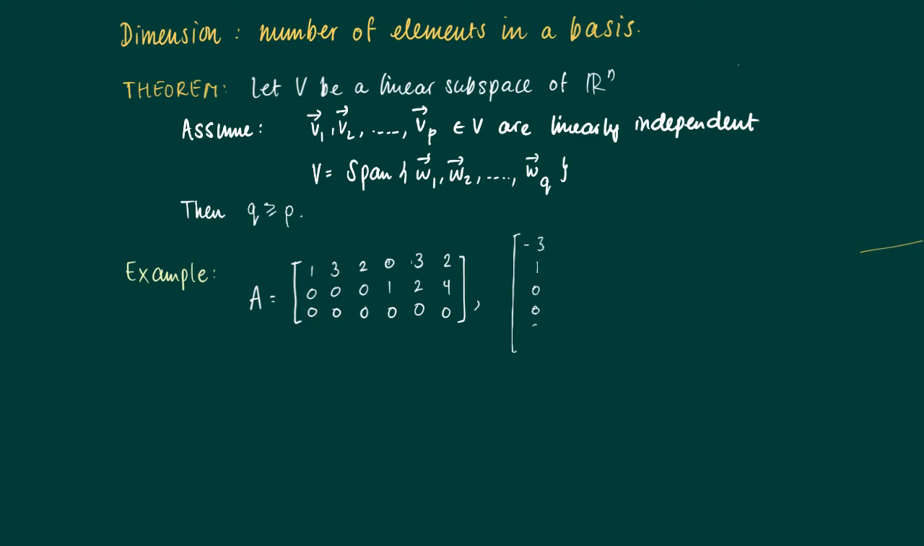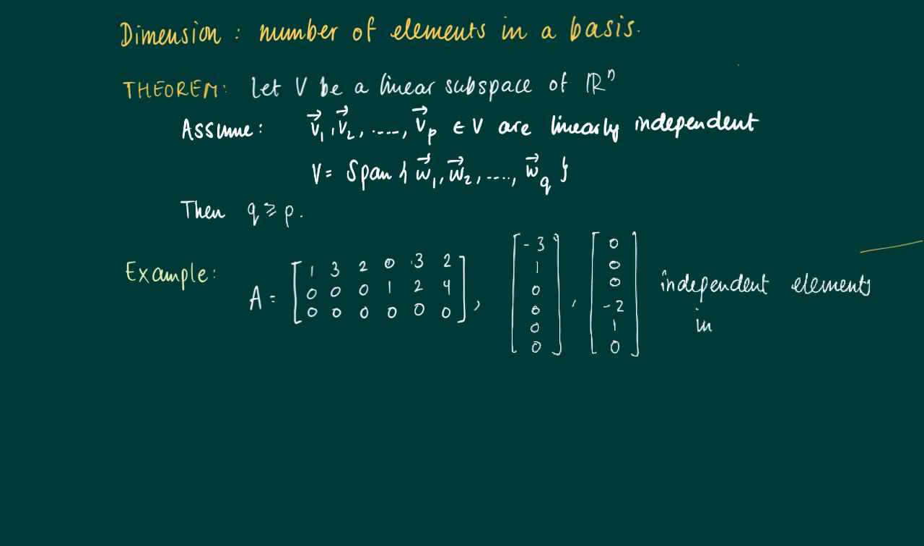and it's easy to find two independent elements in the kernel of the matrix A, which are these: minus 3, 1, 0, 0, 0, 0, and 0, 0, 0, minus 2, 1, 0. These are clearly independent and elements in the kernel of A. Check it yourself.